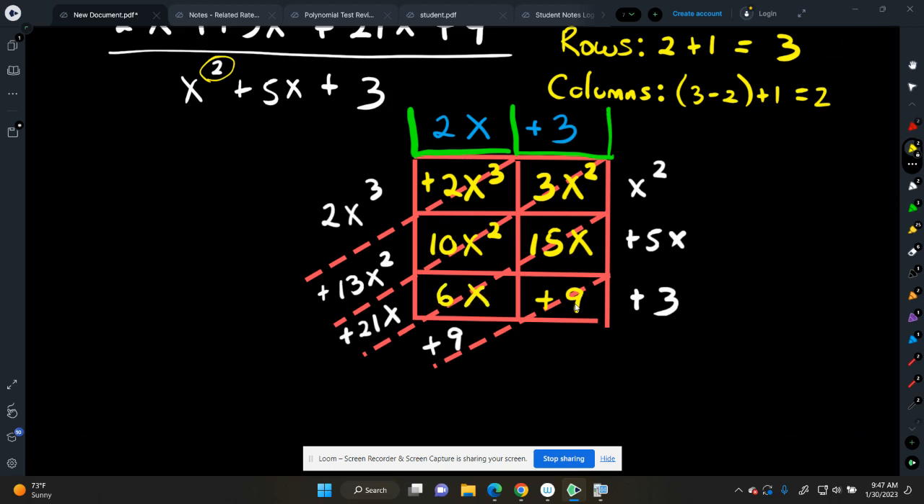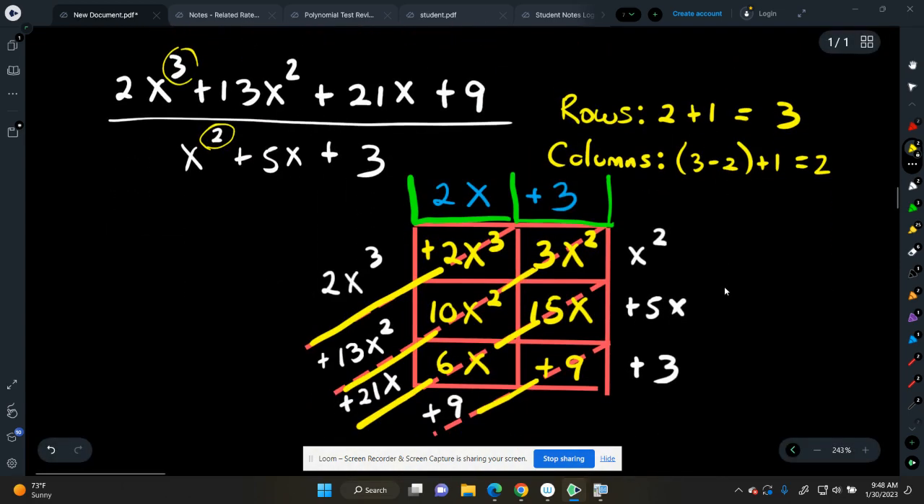We're just going to check our diagonals to make sure that everything is correct. Okay, so we have this diagonal here, 2x to the third, that's good. Here we have 3x squared plus 10x squared gives us 13x squared. And then we have 15x plus 6x gives us 21x. And we have 9, so everything works. So our answer is 2x plus 3.